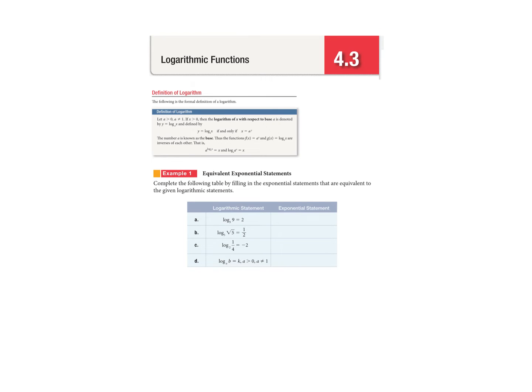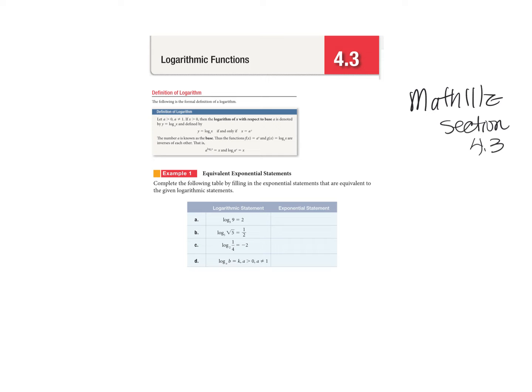Welcome everyone, this is Math 111Z, and this covers obviously section 4.3 in your text. So let's get started. All right, 4.3 covers the idea of what is a logarithm.